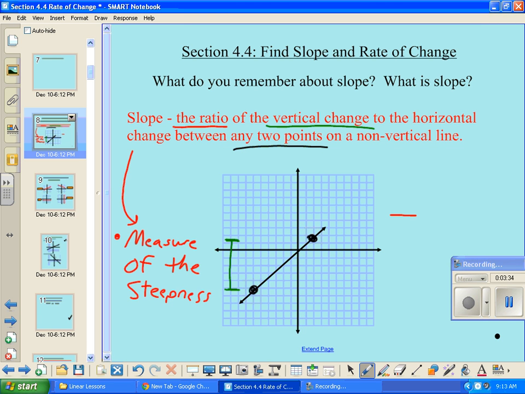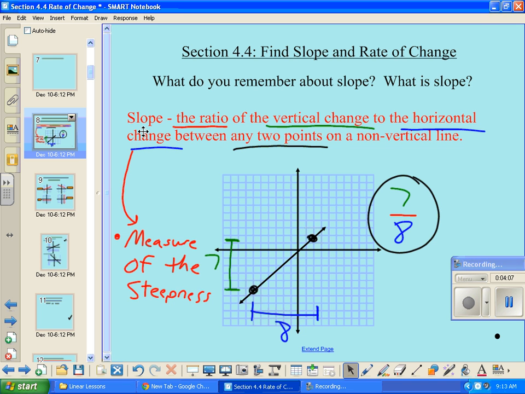How many spaces, how many units, I have to count that or figure that out. Then the horizontal change is just how far I go left or right between these 2 points. If I can find those two numbers, I'm going to put them in a ratio. Let's say between these 2 points I go up 7, and let's say I go over 8. Then my slope would be 7 over 8. That'd be the measure of how fast this line is increasing, the measure of its steepness, how fast it's going up as compared to how far it's going over. So there's an example of how I would find a slope, or what a slope could be for a particular line.